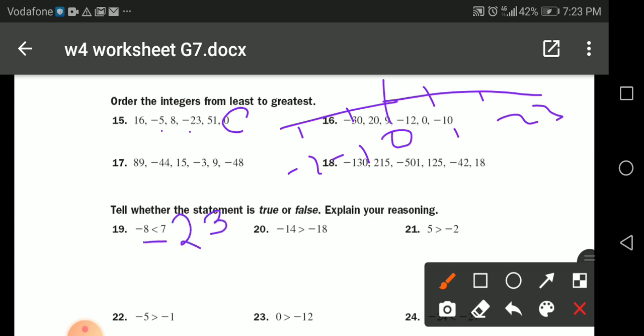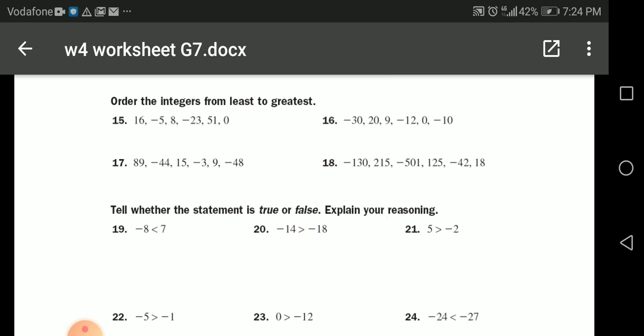-23, right? Cross it. -5, right? Cross it. Do we have any other negative? No. I have 0. Yes, come here, 0. Then 16. Then 51. It's very easy, guys.